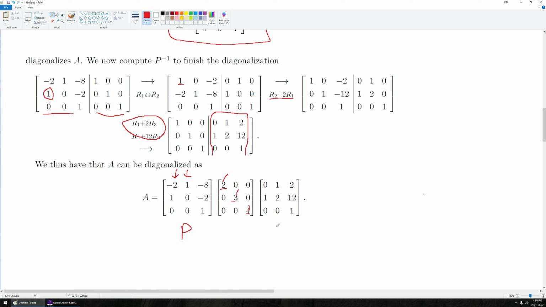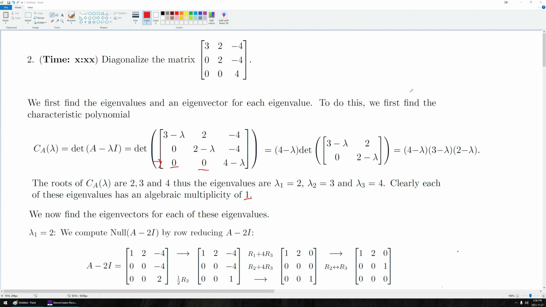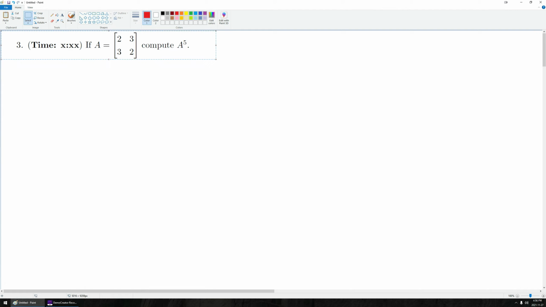And finally, the matrix that goes over here is my P inverse. Okay, so this is how this matrix A would diagonalize. And that is it for question 2. So we delete everything here, and now we look at question 3.